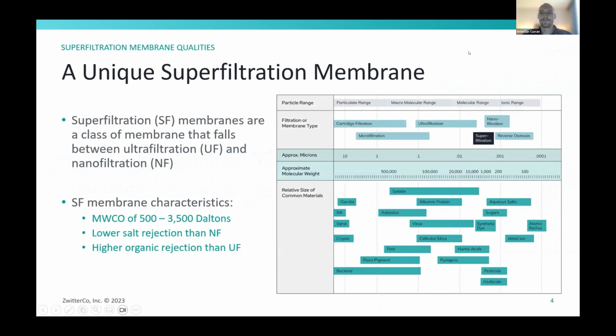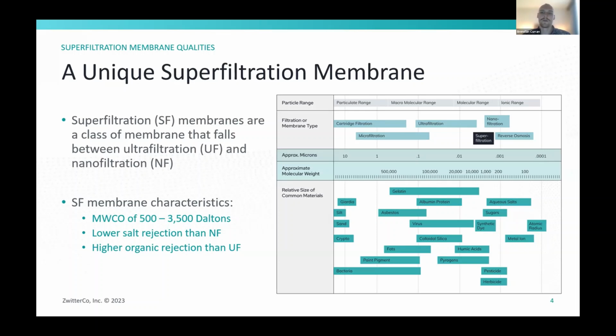This is where ZwitterCo lies on the membrane spectrum. So superfiltration is a newer term that has been used in the membrane world. Superfiltration is a class of membranes that's between ultrafiltration and nanofiltration. It's a tight ultrafiltration with organic rejection that's similar to ultrafiltration, but it doesn't let as much of the salts or excess nutrients through as nanofiltration would.